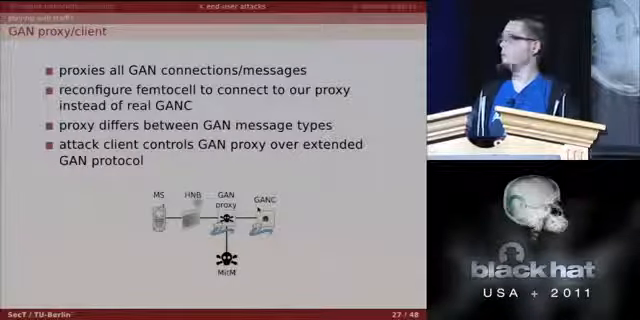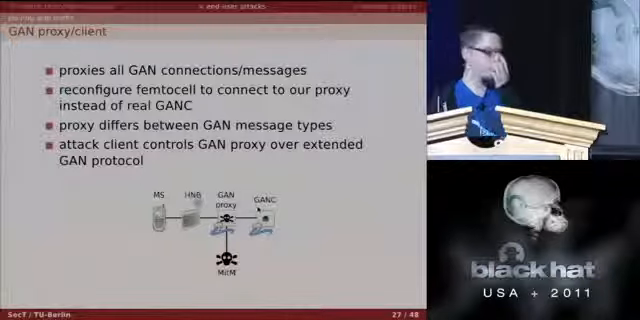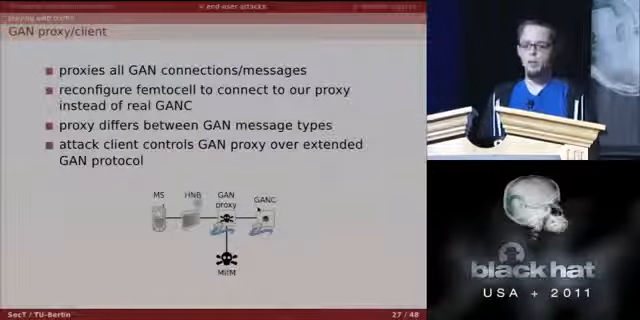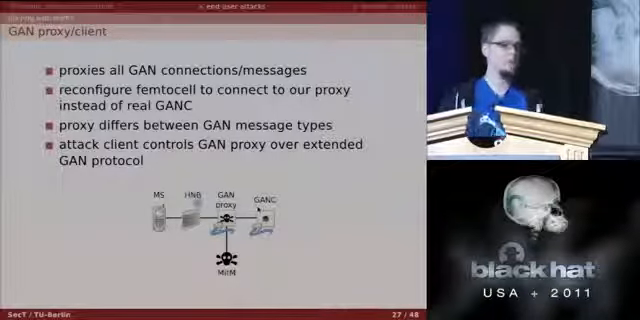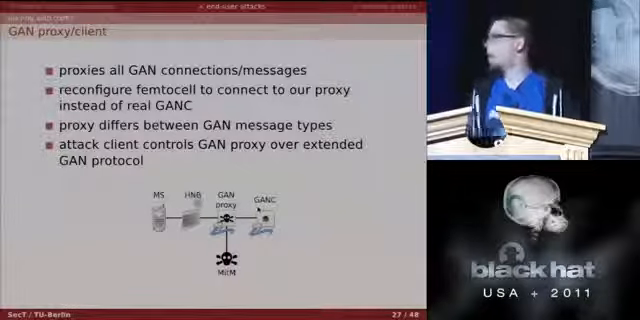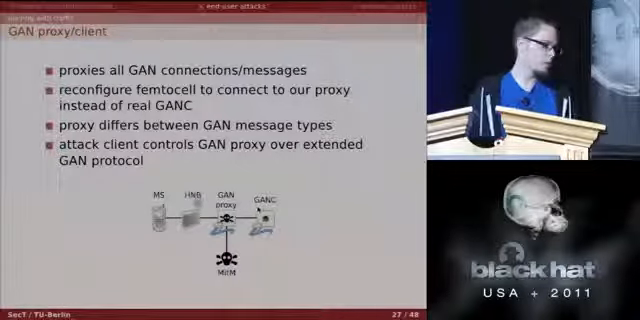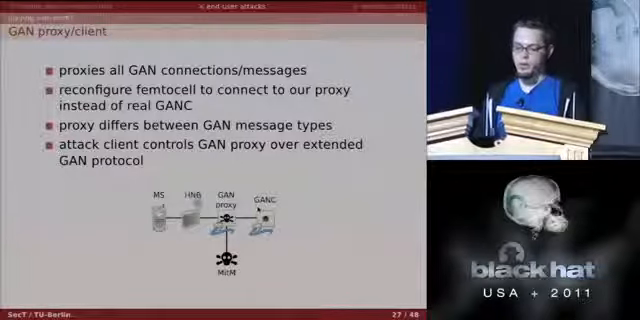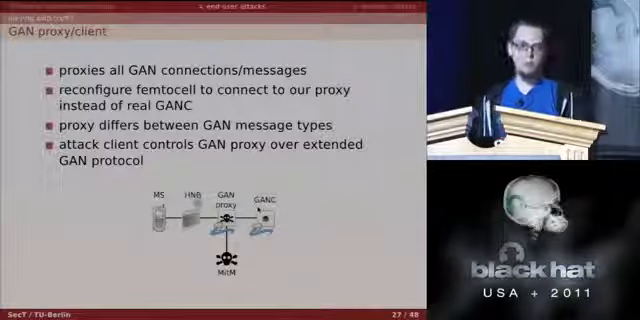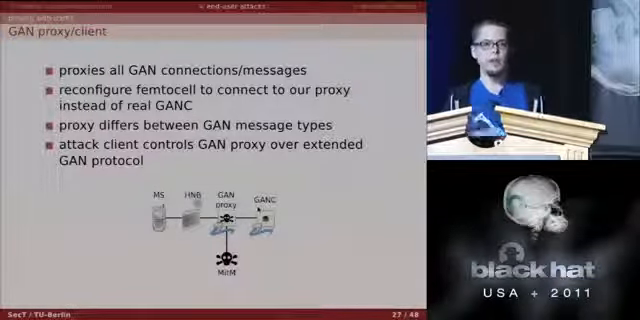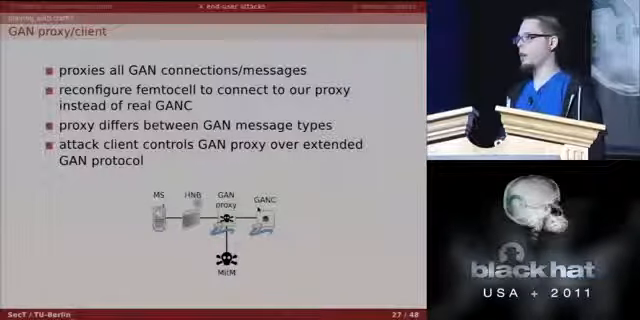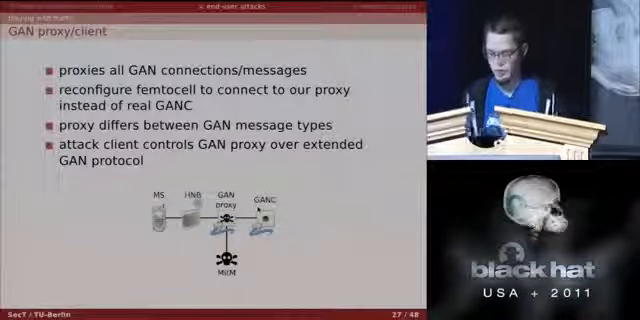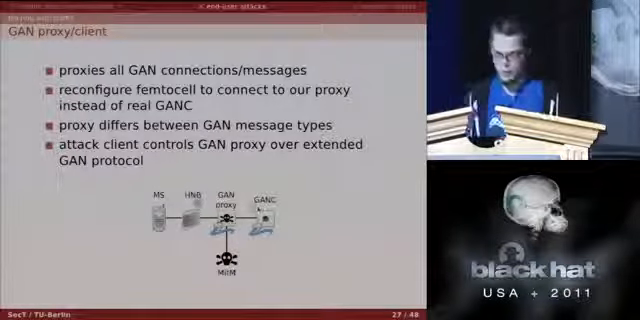In order to play with the traffic, we developed a proxy to proxy all of these GAN messages. To use it, we just reconfigured the box to connect to our proxy instead of the Home NodeB gateway. Additionally, the proxy is able to differentiate between all the message types, which we need because we also have an attacking client which is talking to the proxy over an extended version of this GAN protocol in order to instruct it to perform certain attacks with the help of the proxy. So the proxy and this client are communicating and implementing various attacks that we show now.